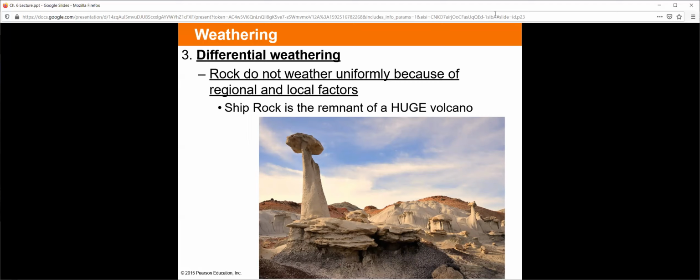Differential weathering, we talked about this a bit, but here's another good example of it. Since rocks vary and since geology varies spectacularly throughout the world, they weather and erode and decay and dissolve and move in very different ways. Igneous rocks tend to be harder, more resilient to erosion and weathering. Sedimentary rocks tend to be weaker and more susceptible to these things.